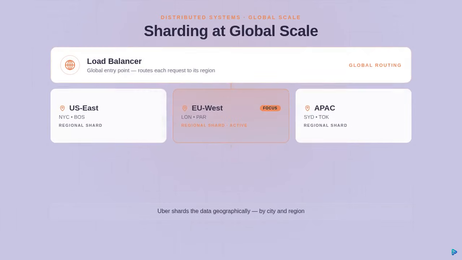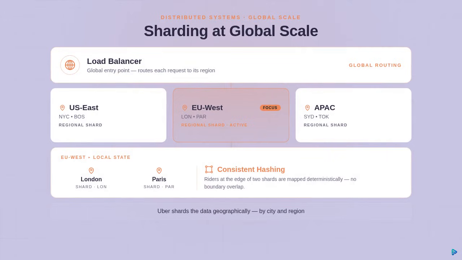To handle global scale, Uber shards the data geographically. A request in London doesn't need to know about drivers in New York. By sharding the state based on city or region, we can scale horizontally. However, we must handle boundary conditions where a rider is on the edge of 2 shards. This is where a consistent hashing layer comes in handy.